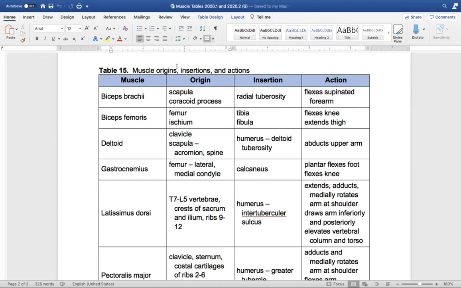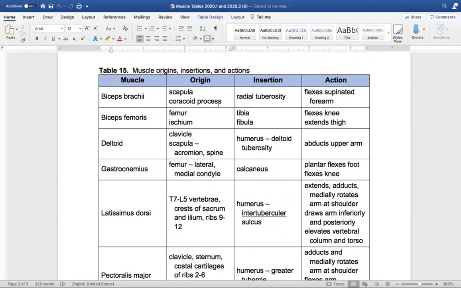Now once we have learned the origins and insertions of a particular muscle, and we know exactly where that muscle attaches, that will give us the information about what the action of that muscle is. If, for example, our origin is up here on the scapula at the coracoid process, say, and the insertion is down at the radial tuberosity, when that muscle shortens in length, that's going to shorten the distance between the radial tuberosity and the coracoid process.